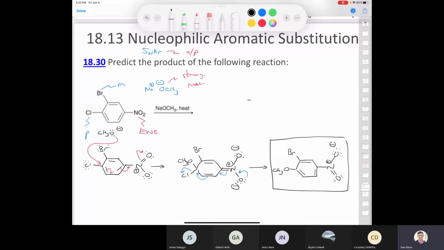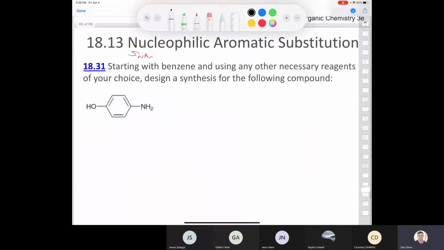So if you just want to draw it without putting the entire Lewis structure of the nitro, we have the bromine here, and then we have our methoxy group here. There you have it. The next question says starting with benzene. So we're going to start with a benzene molecule and anything else that you can think of. It says complete the following synthesis.